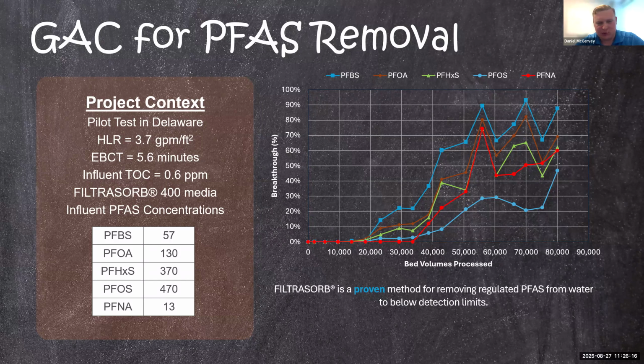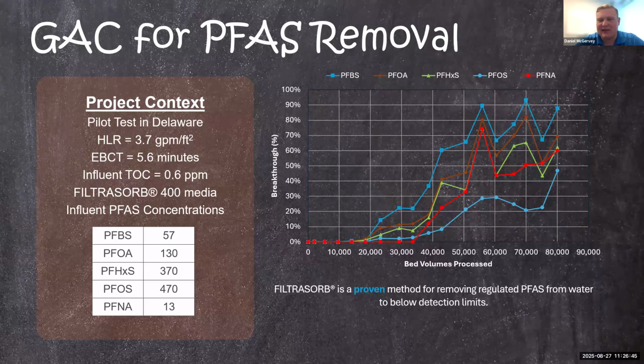This is with a FilterZorb 400 media, which is a 12 by 40 mesh reagglomerated bituminous coal. And again, pretty high influent concentrations, especially of PFOA, PFHxS, PFOS. These may not be as typical that you'll see, but this really goes to show how proven and how well the carbon can remove these types of PFAS, where even initial breakthrough of any is 20,000 bed volumes, and that's at that 5 minutes of contact time.